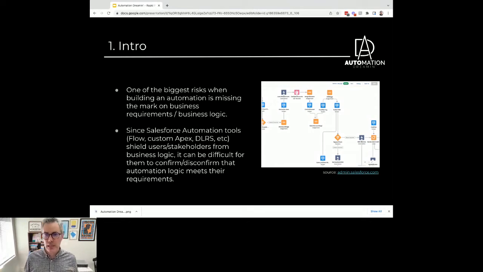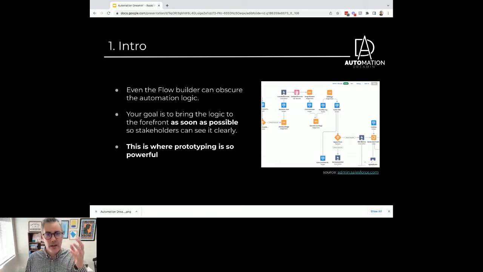So a lot of times you'll see an automation project where issues aren't identified till the very end or even once the automation goes into production, because everything looks good until the users start actually really using it quite a bit and they see where the logic doesn't necessarily meet their requirements. I call it here, even the flow builder can obscure automation logic. The flow builder is a fantastic tool, and the canvas can actually be used to illustrate some sense of the business logic, but even that obscures a lot of the relevant details. So even something as visual as the flow builder can obscure some of that logic.